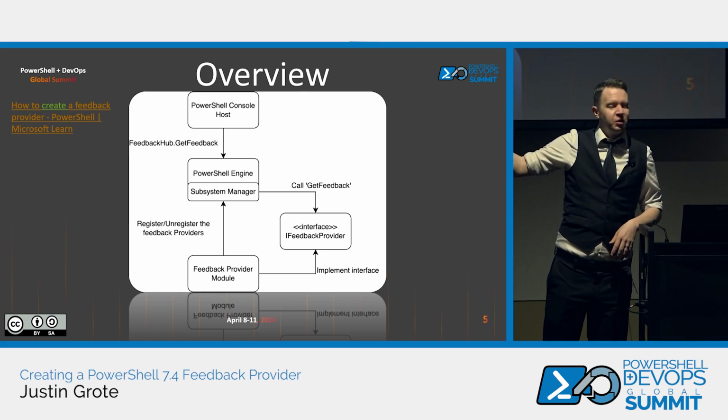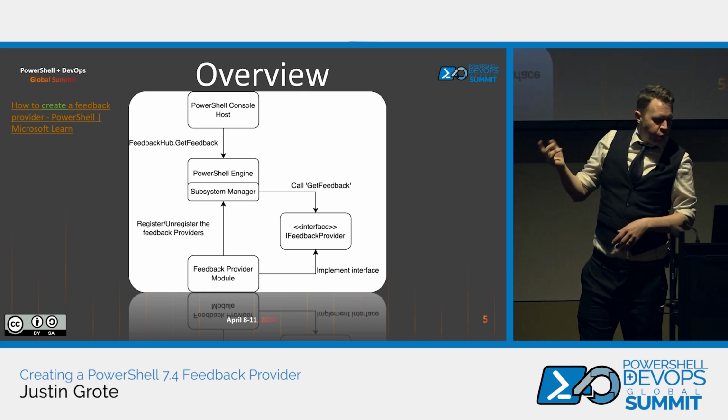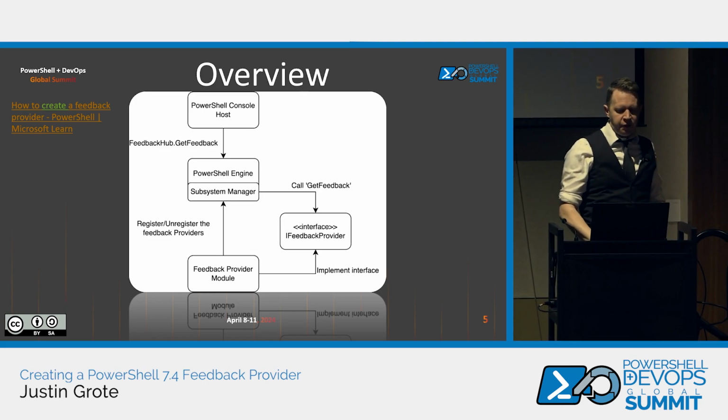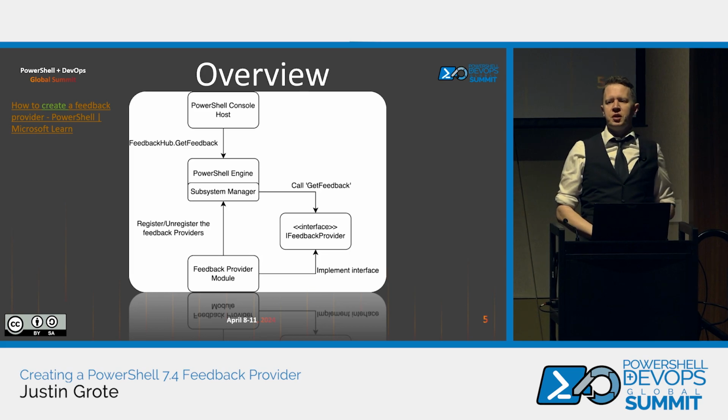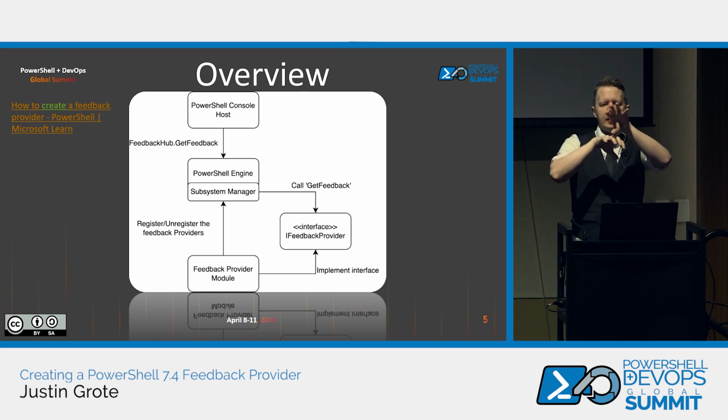But you just Google how to create a feedback provider. It'll be like the first result. And the way that this works is that they're a function of the console host in PowerShell. So this is something that happens at what is sort of the UI level of PowerShell.